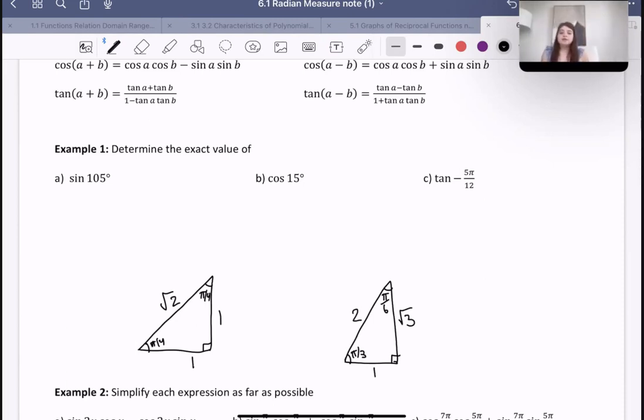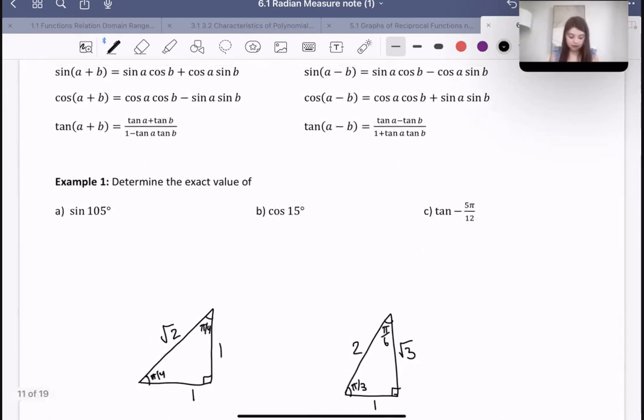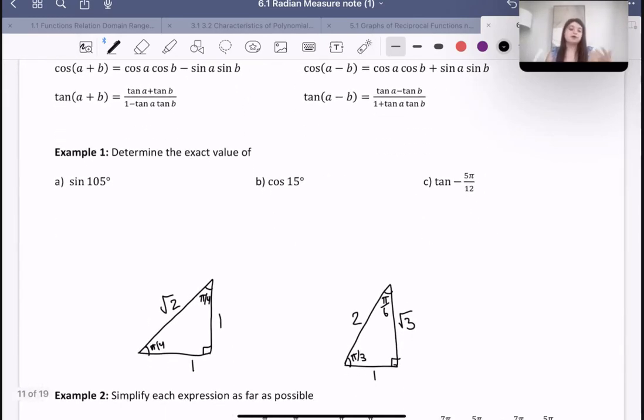And I'm going to give you an example of how you can use some of these formulas to find the exact values of some of these things. So for sine 105, well, 105 is not on our special triangles. However, 105 is a combination of 60 and 45. So we could argue that this is the same thing as sine of 60 plus 45.